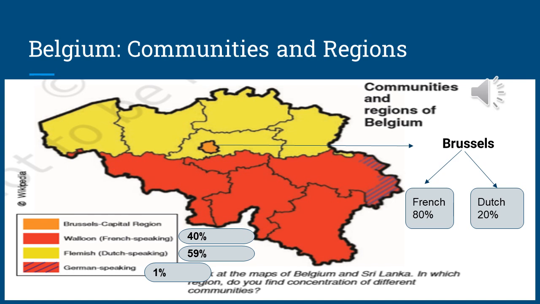In the southeast you see German speakers, 1%, and the most complex structure is found in the capital city Brussels. In the capital city Brussels, 80% are French speakers and 20% are Dutch speakers. Now you can clearly gaze upon the distribution and the complex ethnic structure of Belgium.